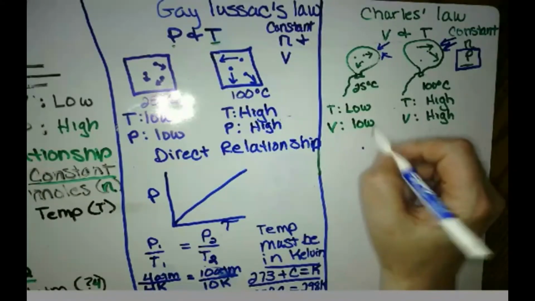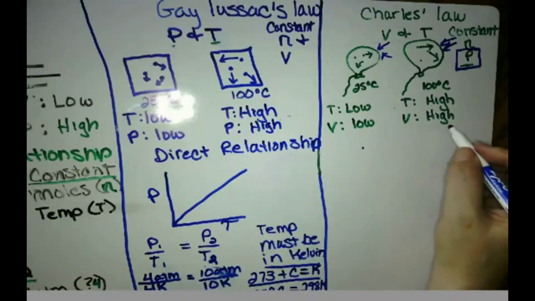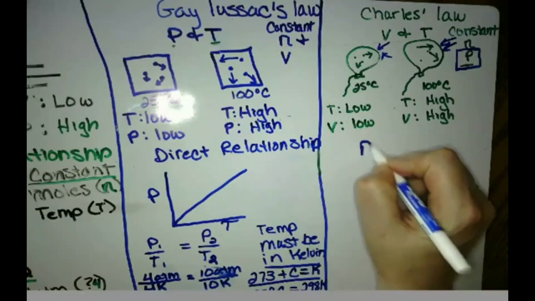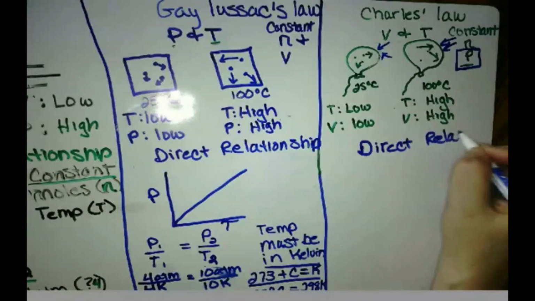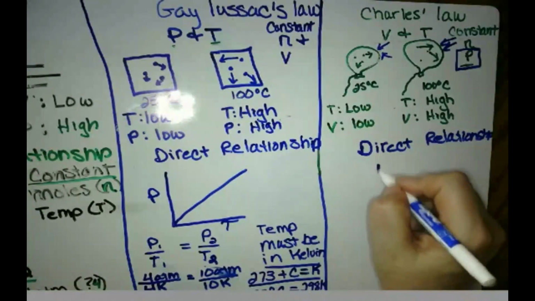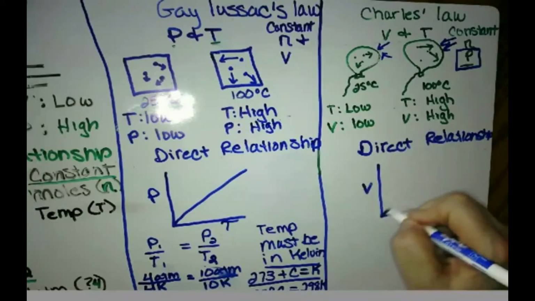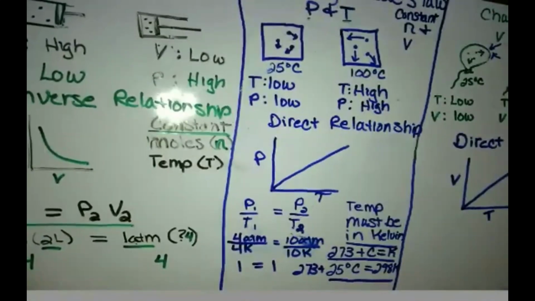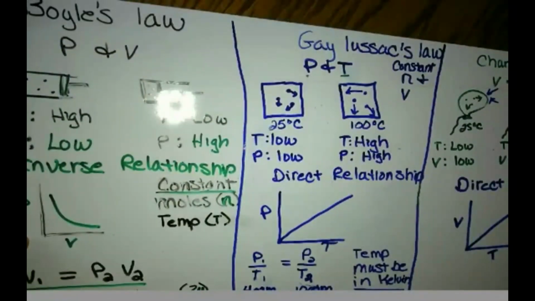Okay, and this is my temperature's low, my volume's low. I increase my temperature, my volume increases. So what kind of relationship is this? It is a direct relationship. Okay, and if I did volume over temperature, a direct relationship looks like a straight line. So these graphs, the only one that's inverse is Boyle's. Okay, everything else is a direct relationship, and that's just a straight line.